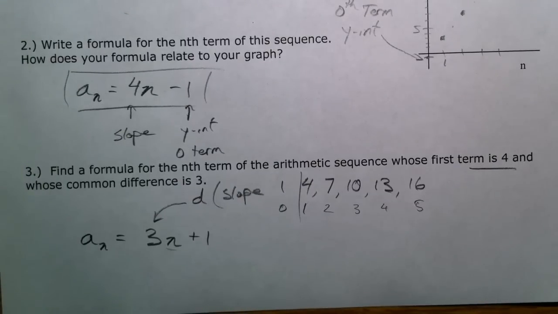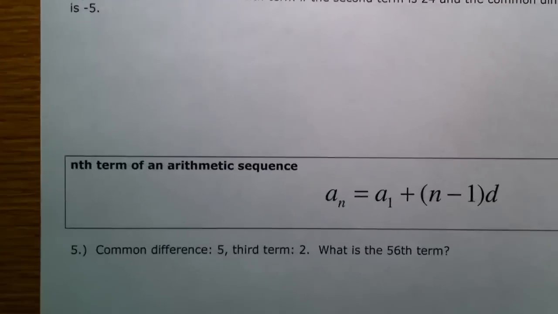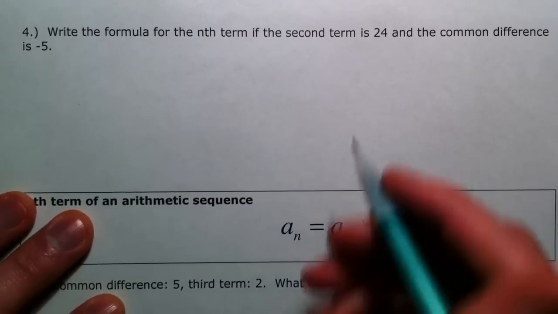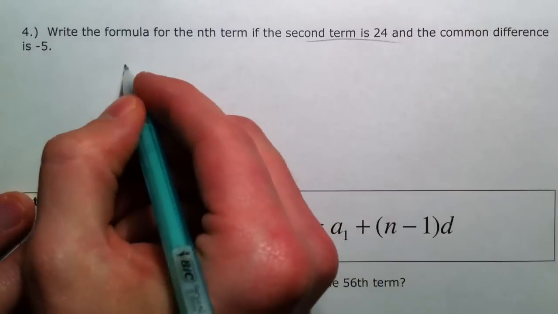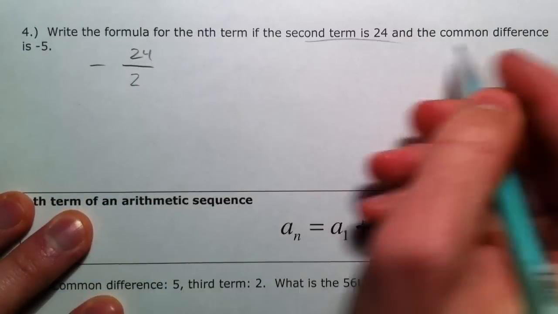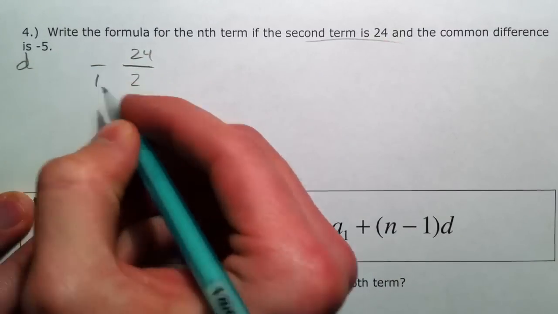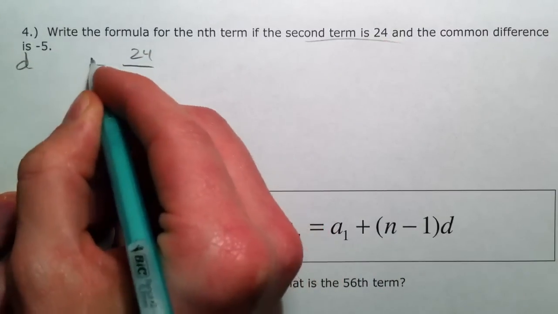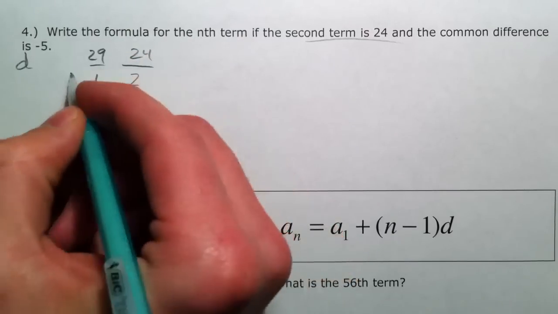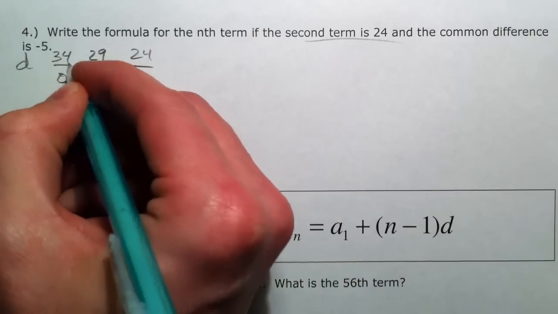So what we want to do is, rather than think of, and actually let's do this one more time just to get the hang of it, write the formula for the nth term if the second term is 24. So second term is 24. Common difference is negative 5. This is d. So the term in front of it, the first term, we've subtracted 5 to get 24, so 29 is the first term. And then the 0 term would be another 5, so that'd be 34.